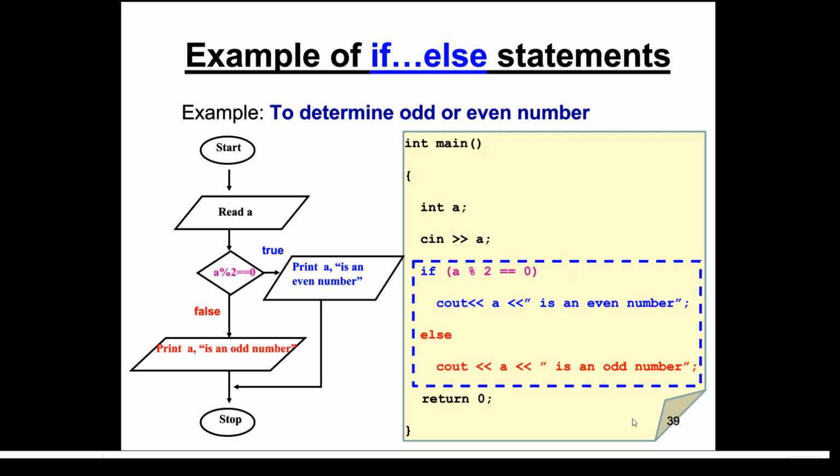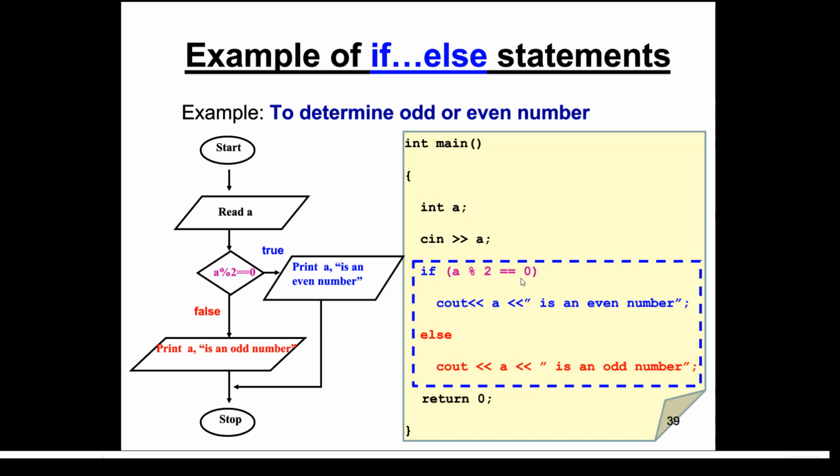So let's look at the C++ programming. Before I can use A, I need to define A first. int A, cin A, if A modulus 2 equals 0. So this is my if-else statement. That's my condition inside the parentheses, A modulus 2 equals 0. And the true statement goes after if, and then we write else, and the false statement goes after else, and then return 0.